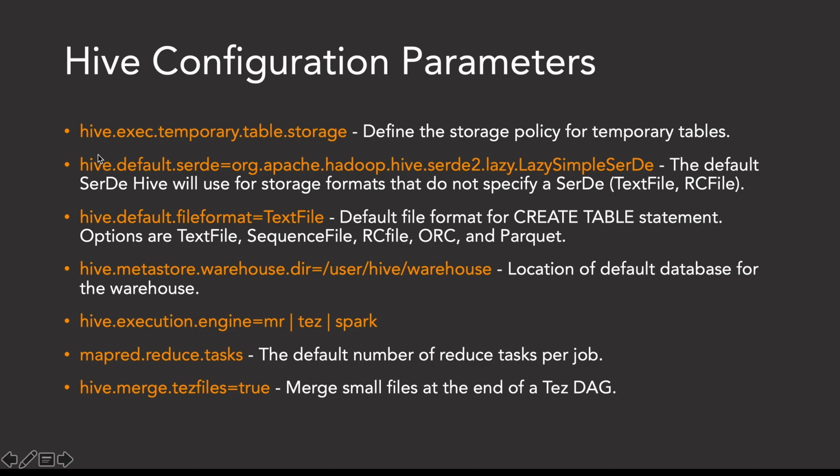There are a few other execution parameters like Hive exec temporary table storage. We have not talked too much about temporary tables. It mentions the storage policy for a temporary table. Then there's something called Hive default SerDe, or serializer and deserializer. By default, it is the LazySimpleSerDe, which is essentially the SerDe for text file and RC file. The default file format is also set as text file. You can change it to sequence file, RC file, ORC, or Parquet.